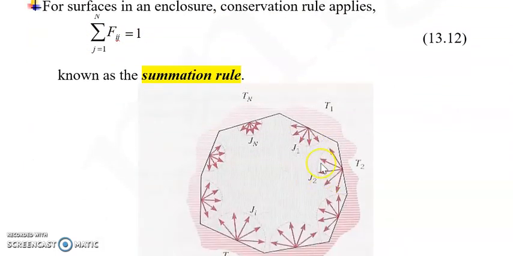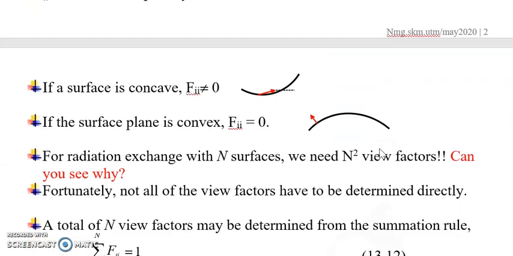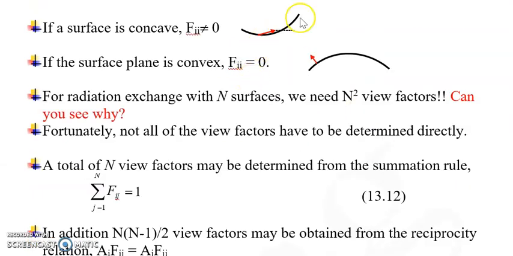As you can see here, conservation, we have n surfaces. Now the fraction of the radiation leaving surface i, totaled up, intercepted by all the other surfaces, including itself, must equal 1. If the surface is concave, as shown here, now Fii, that means the fraction of radiation from surface i intercepted by itself, is not 0. If the surface plane is convex, then the fraction of radiation leaving itself intercepted by itself is 0.